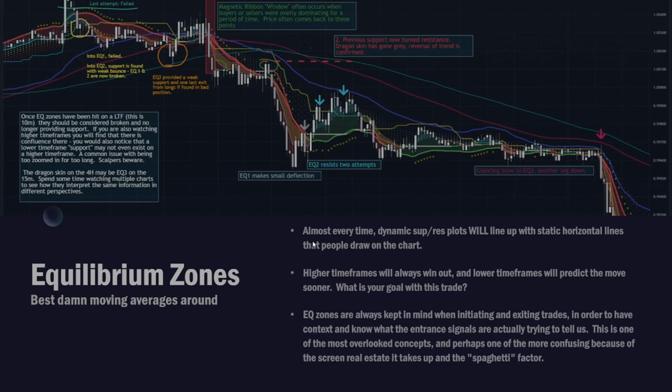So yeah, almost every time dynamic support and resistance plots will line up with static horizontal lines that people draw on the chart. Higher time frames will always win out. Lower time frames will predict the move sooner. What is your goal with this trade?